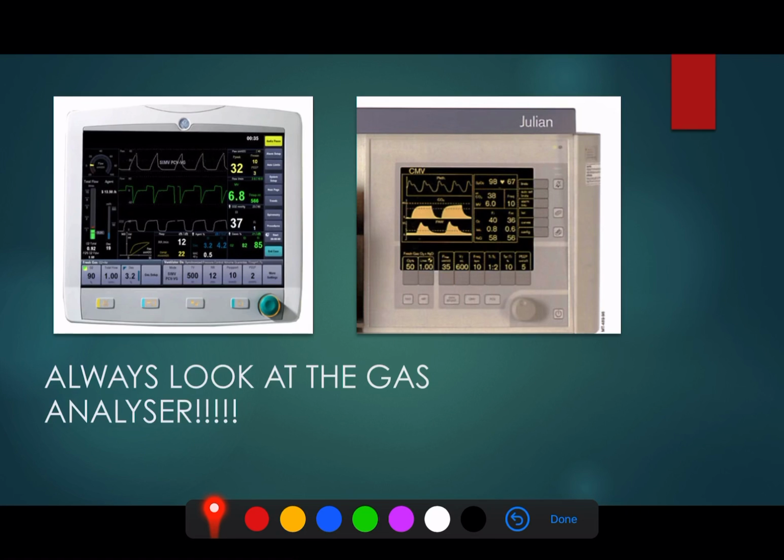So I just want to reiterate this. Do not look at the amount of oxygen that you're setting. So here, 90% has been set, but if you look at the fractional inspired concentration, it's only 85%. And similarly here, we've set 50%, but all you're getting is actually 40%. So always look at the gas analyzer. Don't look at what you've set it at. They are not always the same thing.